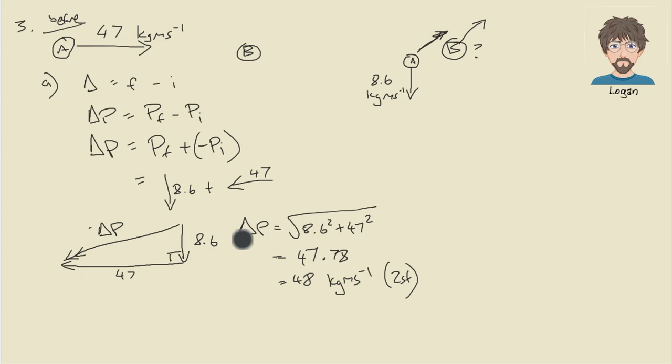So, P total before equals P total after. Now before, that's that, 47. Now after, we've got A, well, that's that, 8.6 plus PB. Now one thing I can show here is that this is going to be a difference thing again.